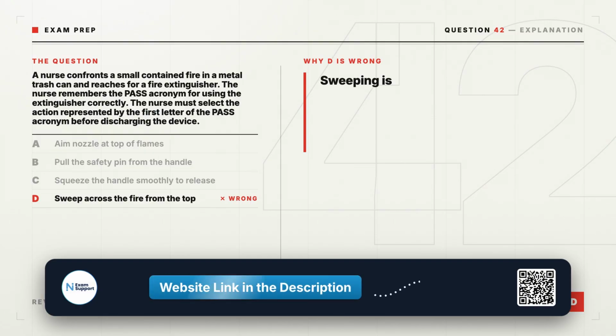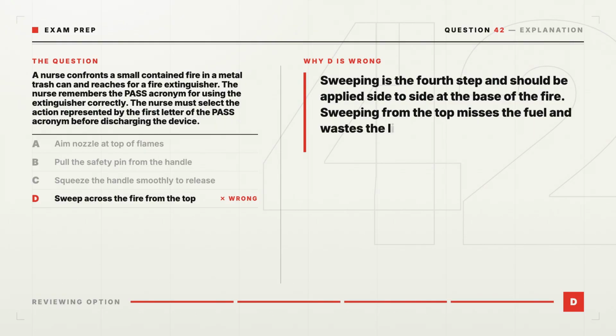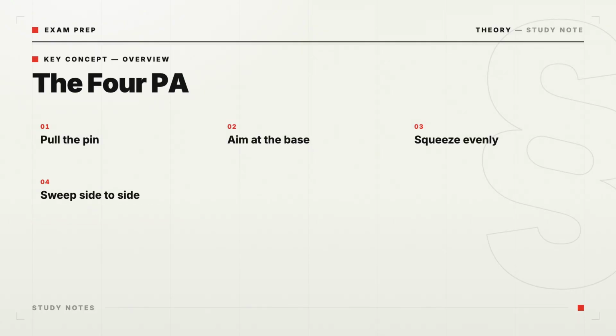D is wrong because sweeping is the fourth step and should be applied side to side at the base of the fire. Sweeping from the top misses the fuel and wastes the limited extinguisher charge during the fire response. A fire extinguisher only holds 8 to 20 seconds of charge, so there's no room to fumble. PASS compresses the correct technique into 4 fixed motions: pull, aim, squeeze, and sweep.